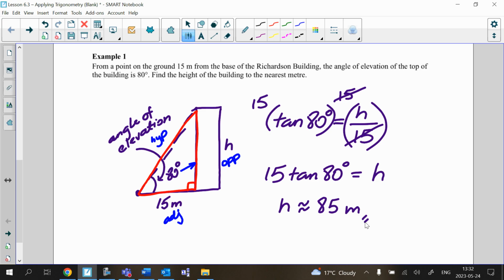So we're using trig, but we have to set up the problem to figure out what trig to use. So that would be an angle of elevation problem. Second example, we've got an angle of depression problem.